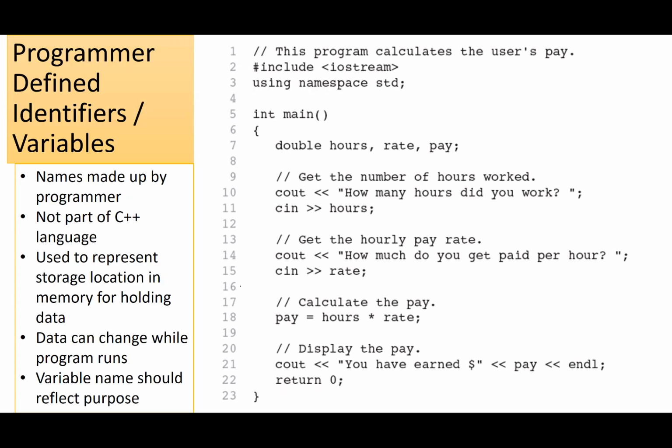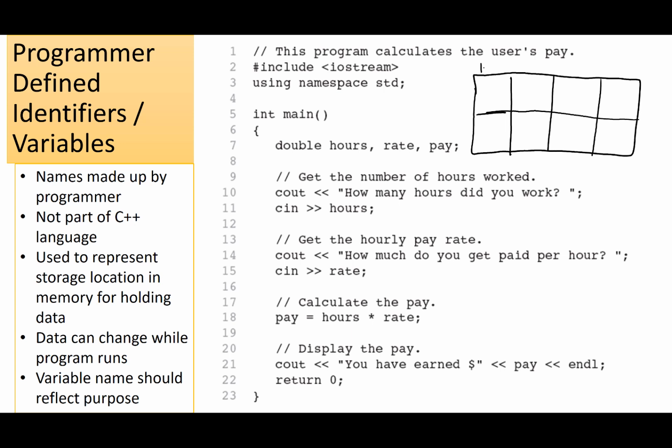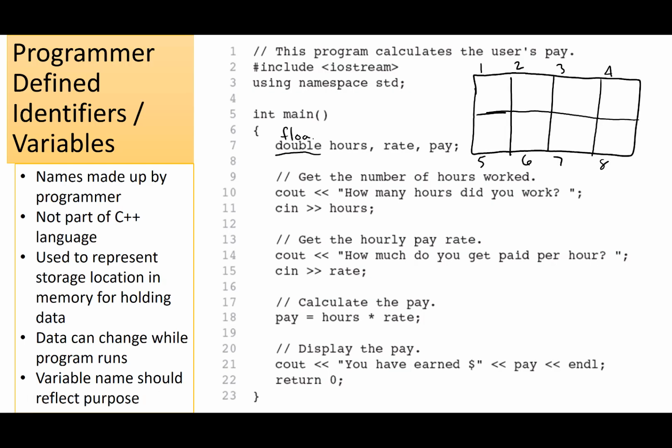All right, and then programmer defined identifiers. Remember variables, these are names that are made up by the programmer, and they're basically used to represent a storage space in memory. So let's pretend like this is our computer's memory. Let's just say that these are our memory locations, and this represents 8 spots in memory. So what we want to do with this is we're going to say double, and just to tell you right now, this double is a floating point.